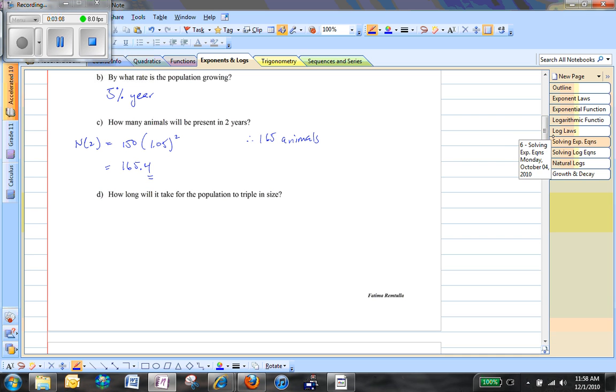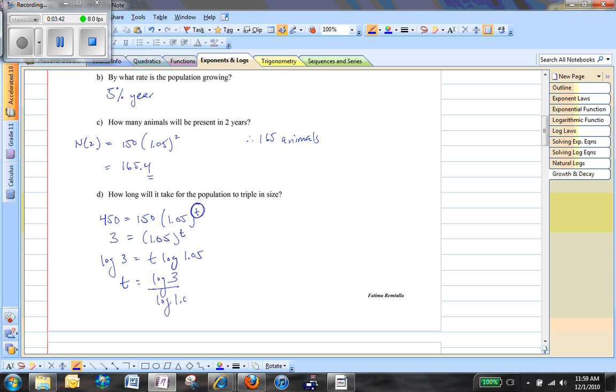Well, if I started out with 150 animals, that means I want to get to 450 animals. And I have 150 times 1.05 to the t. t is what I want to find. Now I'm going to use my exponent rules and my log rules. I'm going to divide by 150, and I get 3 is equal to 1.05 to the t. What I want is in the exponent. How do I get out of the exponent? Take the log of both sides. So log 3 is equal to t log 1.05. t is equal to log 3 over log 1.05. Using my calculator, I get 22.5. Therefore, it takes approximately 22.5 years for the population to triple.